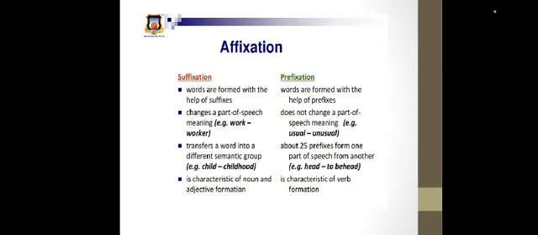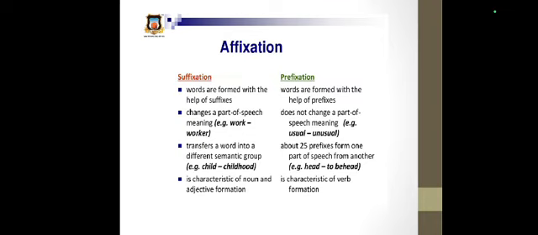First of all, we will see affixation as a word formation process. This affixation means exactly what? It includes two types, suffixation and prefixation. So we will see the difference between them. Suffixation means words are formed with the help of suffixes, and prefixation means words are formed with the help of prefixes.